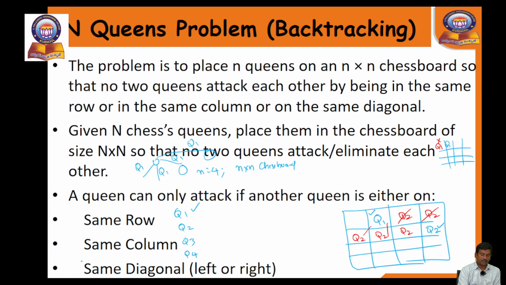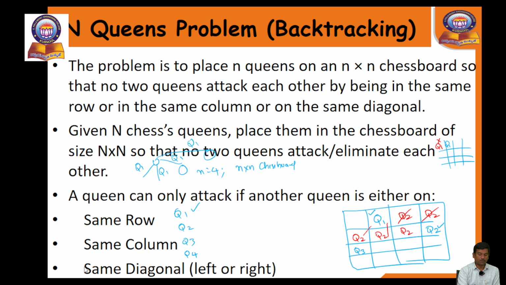Now take the next queen. So if you take q3 and place it here, of course this is one of the solutions, because no two queens will come under attack. So queen 3 can be placed in this position.